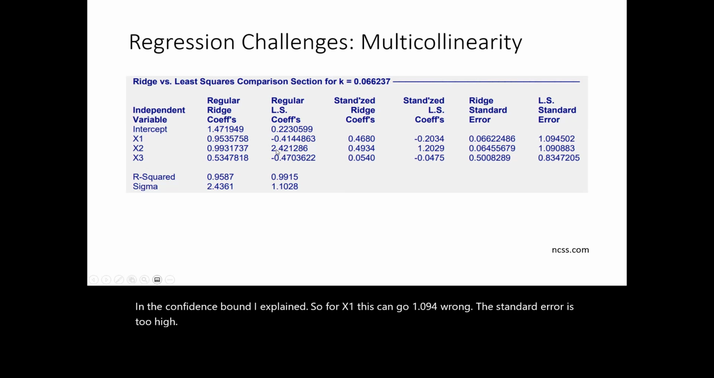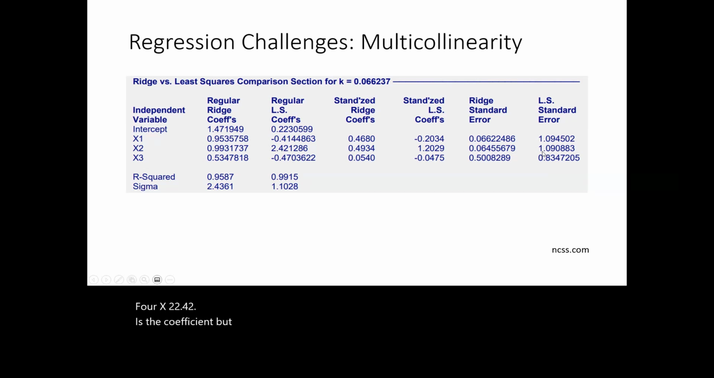For x2, 2.42 is the coefficient, but this coefficient can be as wrong as plus minus 1.09. Is this reliable? x3 is minus 0.47, but it can go wrong as much as 0.83. A coefficient that can go wrong as much as plus or minus 1, is it a reliable coefficient? You will ask.